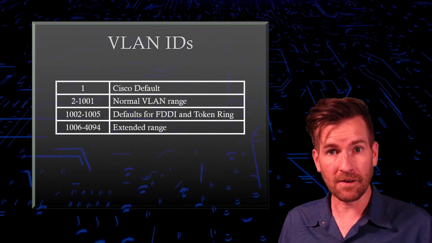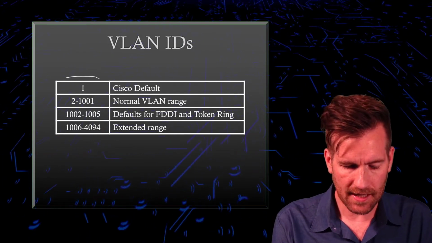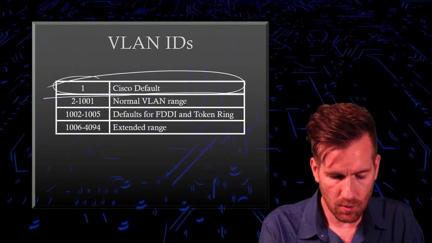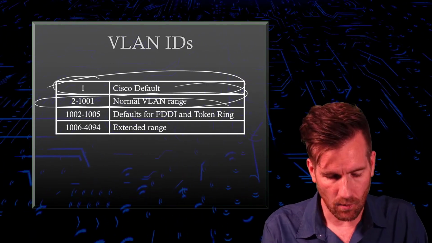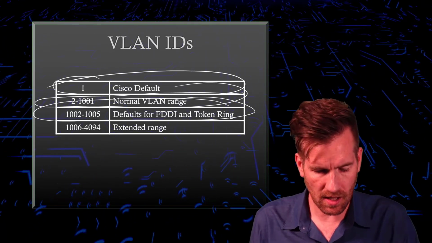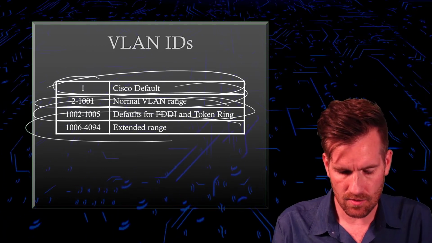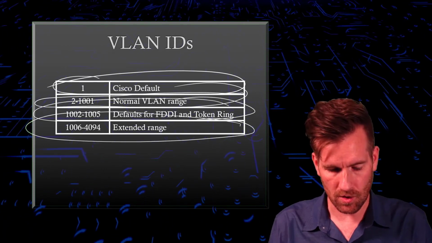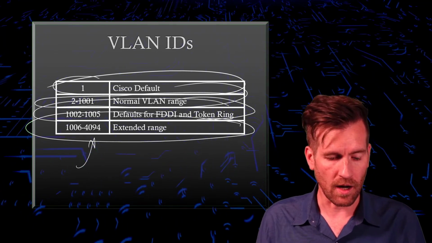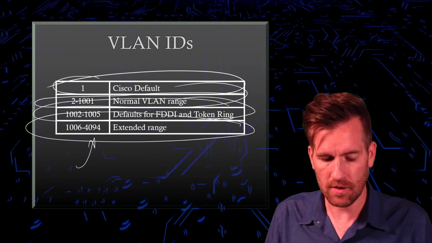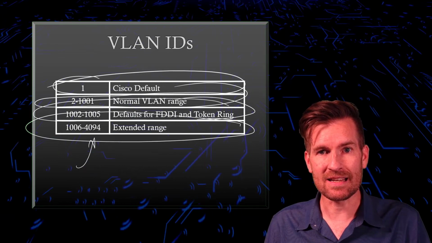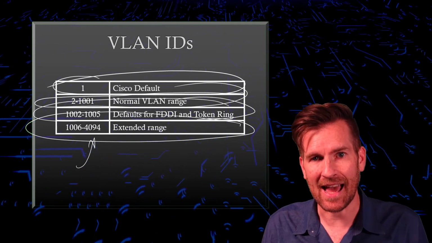And just a little refresher on those VLAN IDs. Don't forget that VLAN ID 1 is the Cisco default. 2 through 1001 is our normal range. We've got 1002 through 1005, which are devoted to some other protocols. And then we have 1006 through 4094. So there we have about 4096. One of them is 0, which we don't use. And then the other one is 4095, which we don't use either. So there are our VLAN IDs that fit into that VLAN tag.